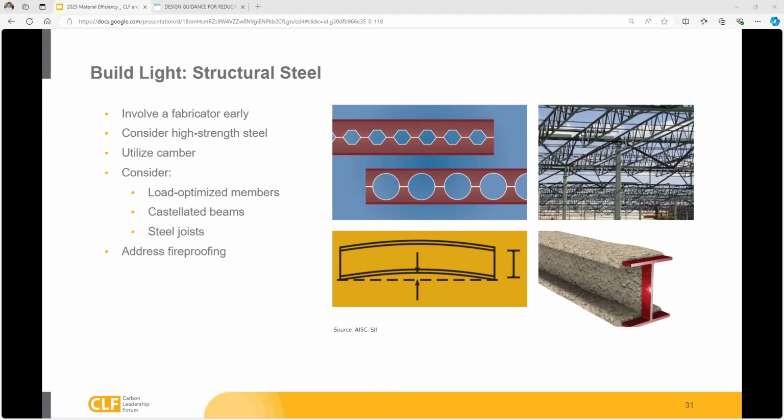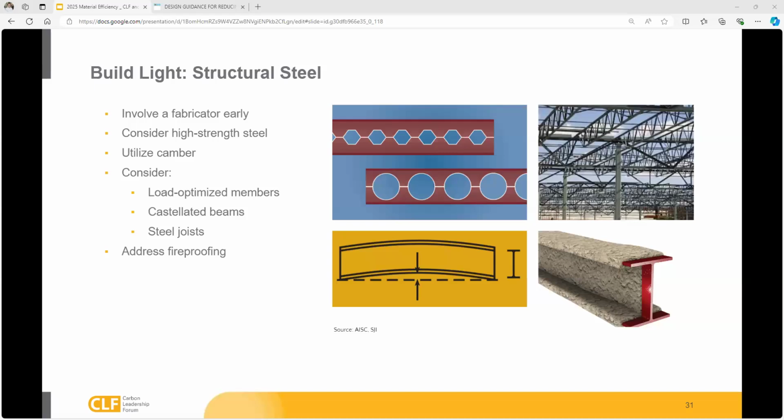Just a brief slide for our most common structural materials. On structural steel, work with your fabricator. They typically want to work with designers to optimize the design and get the balance right with constructability and reduced embodied carbon. Higher strength steel is available if you have strength controlled column truss members. Use higher strength steel, and you can reduce your embodied carbon.